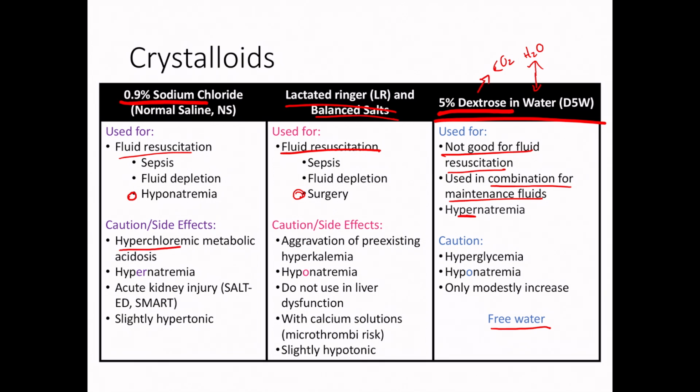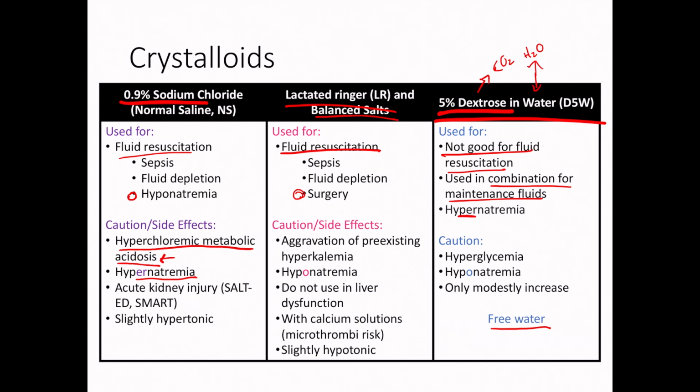One problem is that sodium chloride does have a risk for hyperchloremic metabolic acidosis. Also, it has a risk for hypernatremia. So if a patient is already hypernatremic, we do not want to give sodium chloride. If a patient has an acidosis, or a hyperchloremic acidosis specifically, we do not want to give sodium chloride.